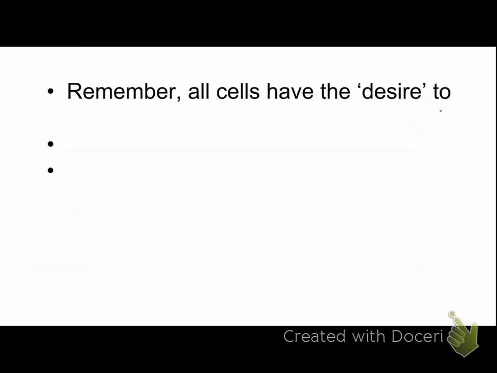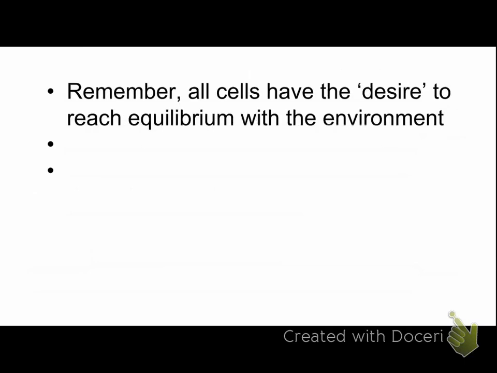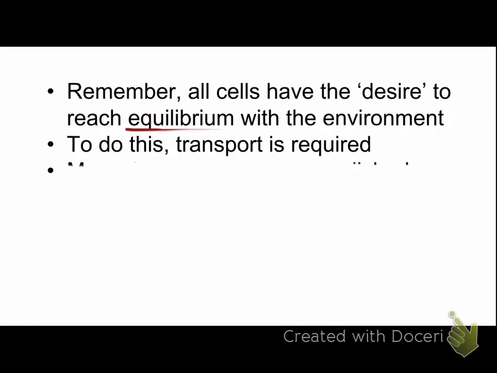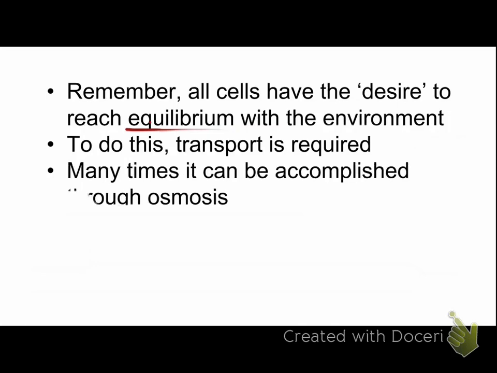So some other things to keep in mind is that cells are always trying to reach this magical point of equilibrium. So we're always trying to balance out the concentration inside and outside of the cell in terms of the solute. We're going to use transport for this, and then what we're going to do a lot of the times is move water through osmosis. It's a passive type of transport, so the cell doesn't have to use any of its own energy to reach that equilibrium.